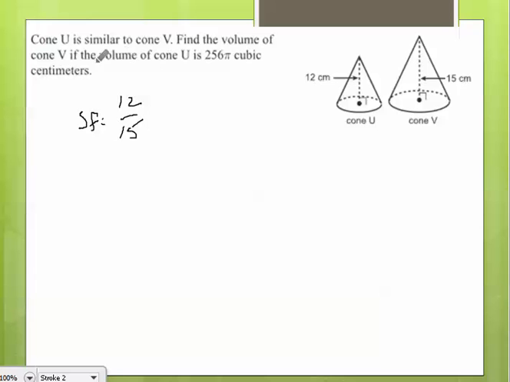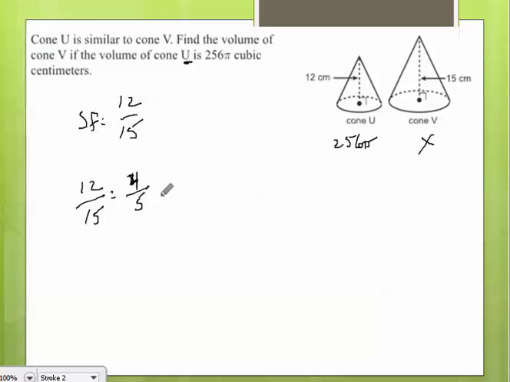So if I wanted to find the volume of cone U, well, they're telling me U is 256 pi. And we're wanting to find this one over here. This is the one we don't know. So what am I going to do? I'm going to take 12/15. Oh, wait a second, that reduces. So I'm going to reduce it first to take a 3 out. 4/5.